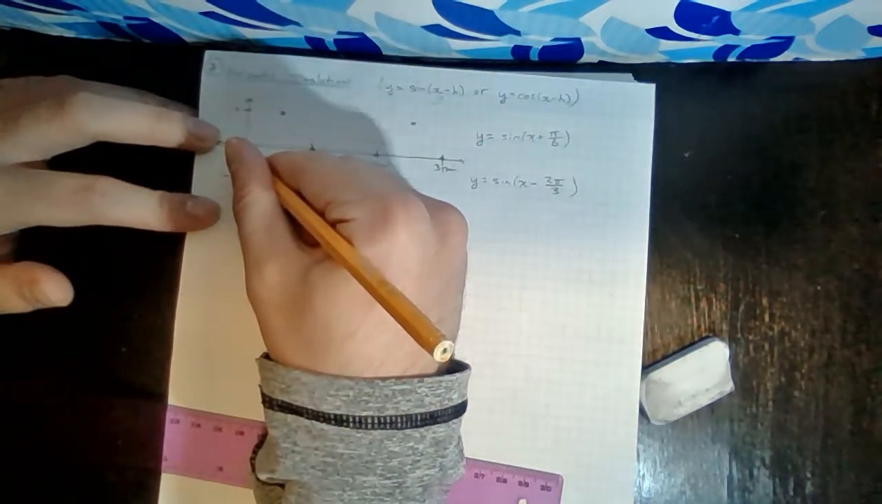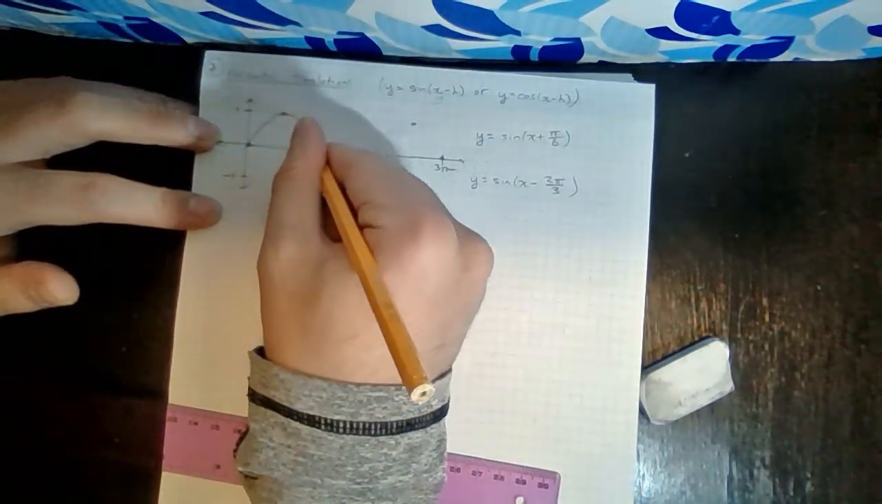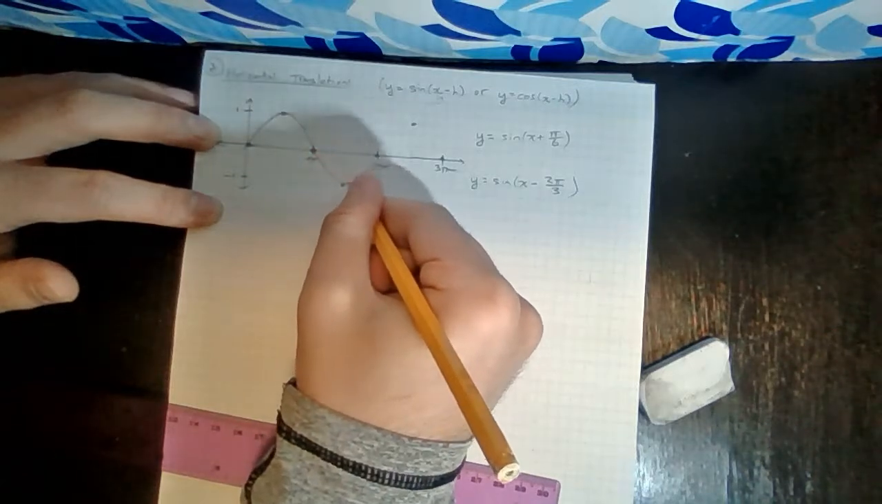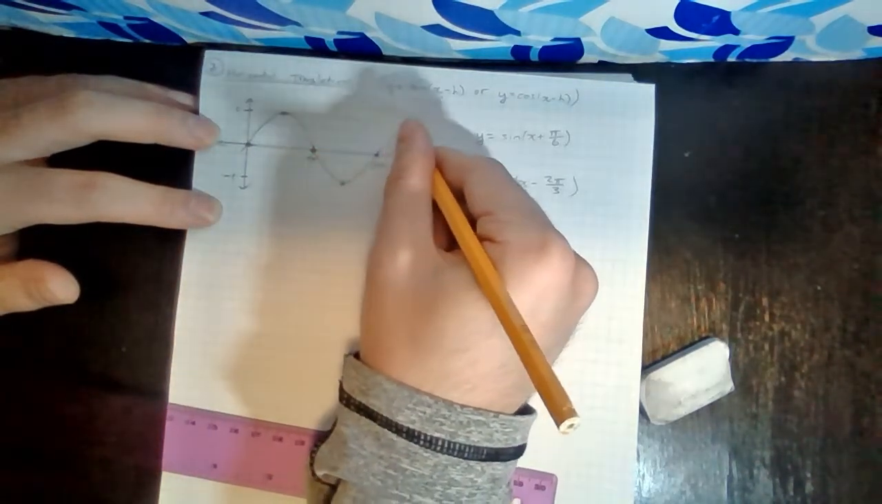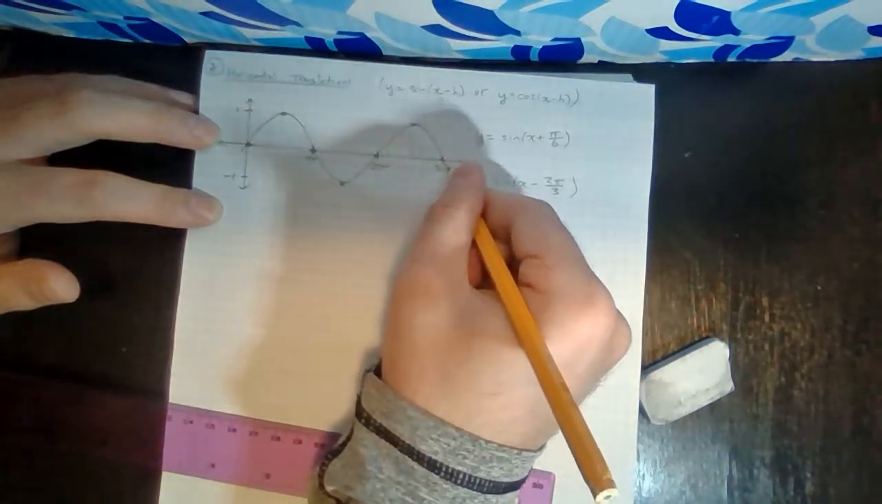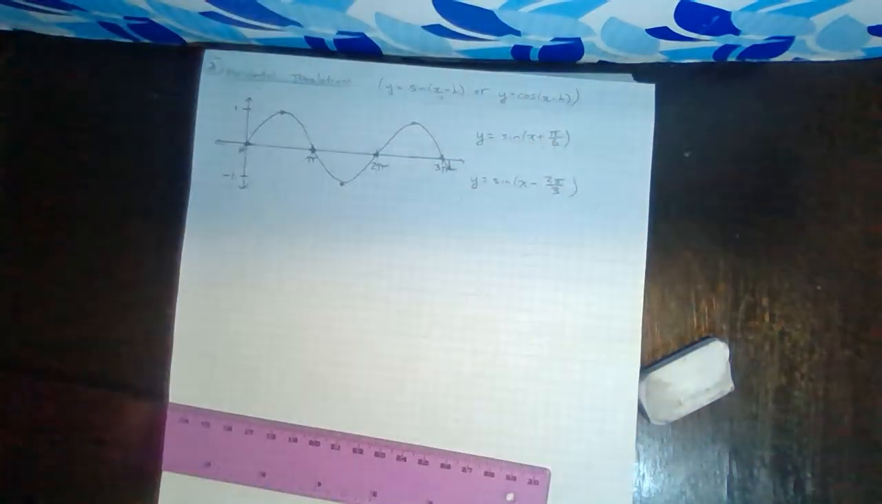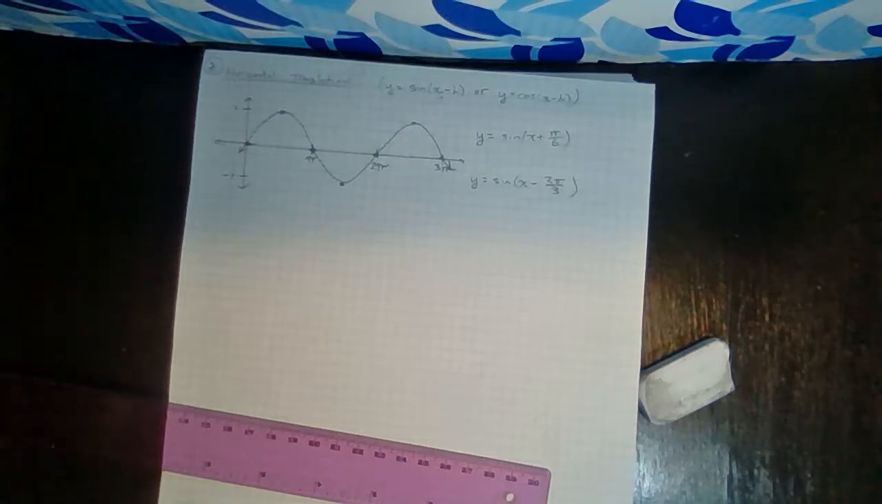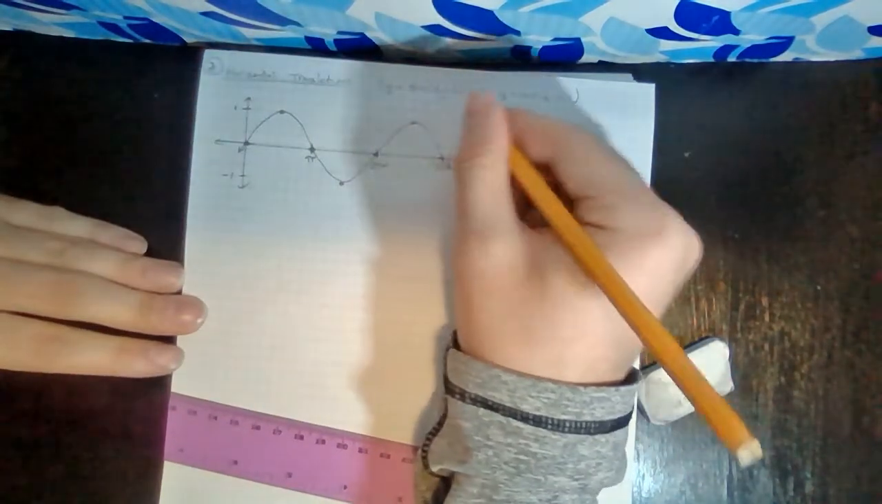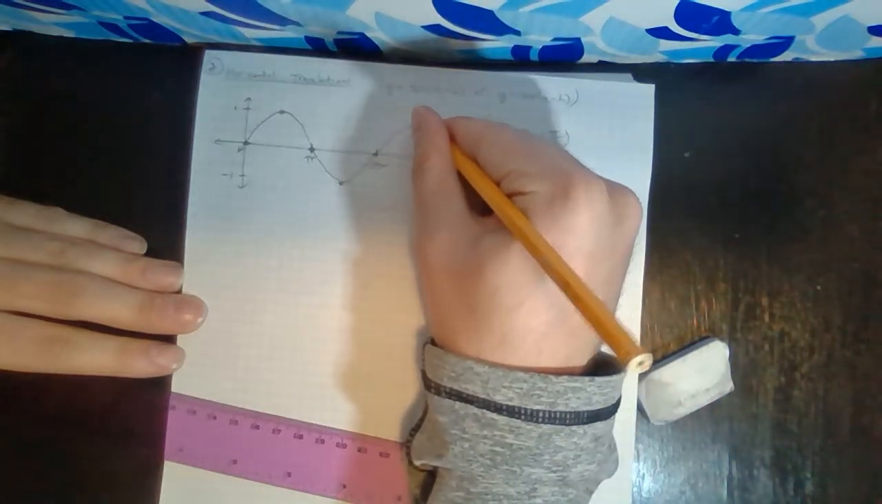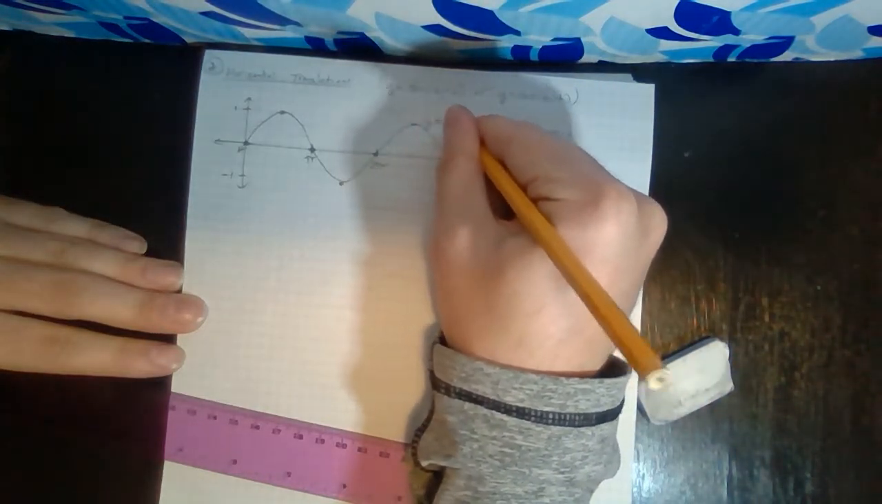And we get this nice rounded curve oscillating back and forth. This is our parent function, our sine of x.